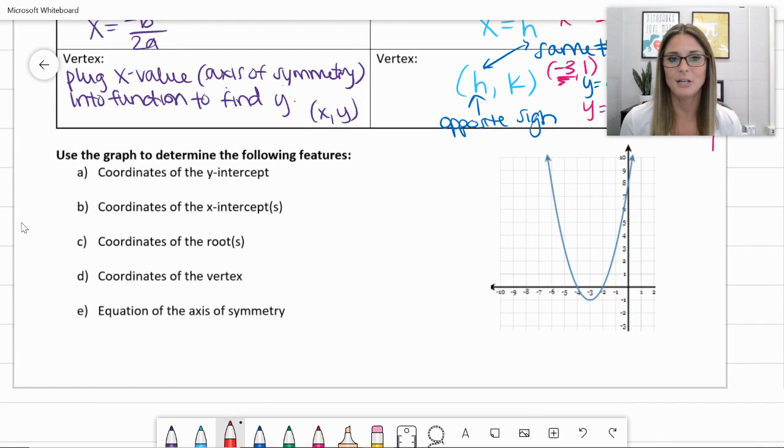Use the graph to determine the following features. First one, A, the coordinates of the y-intercept. Go to that y-axis. Find that y-intercept. What are those coordinates? 0, 8. Your x value is 0, y value is 8. 0, 8 for that y-intercept. B, coordinates of your x-intercepts. We've got two of them. We've got -4, 0, and we've got -2, 0.